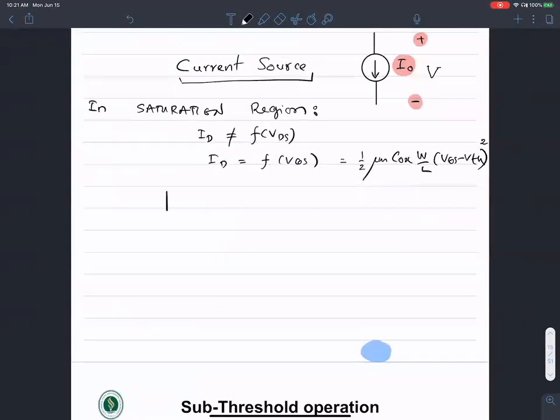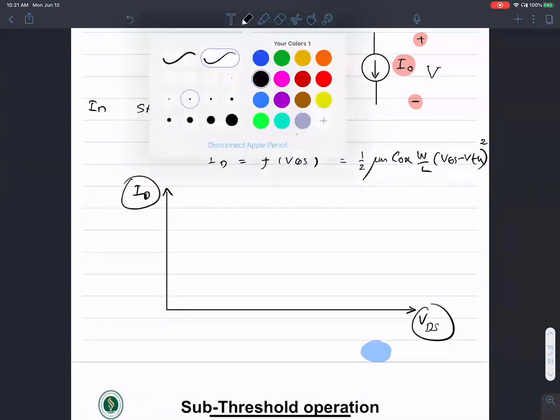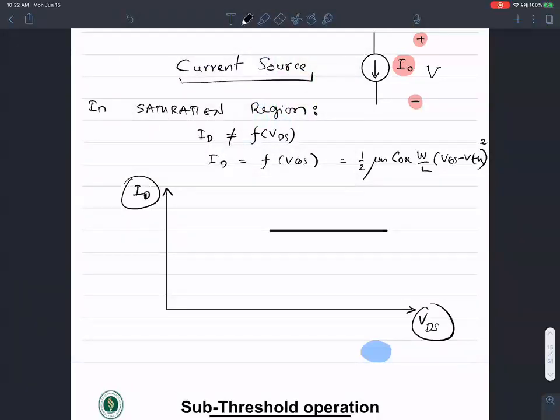So the idea is, if I were to plot VDS versus ID, what do you think the relationship between ID and VDS is? How do you think the curve appears in the saturation region? It'd be a horizontal straight line. Very, very right. So no matter how much you change the value of VDS, as long as it is in the saturation region, ID is going to remain constant. So all of this is in the saturation region.